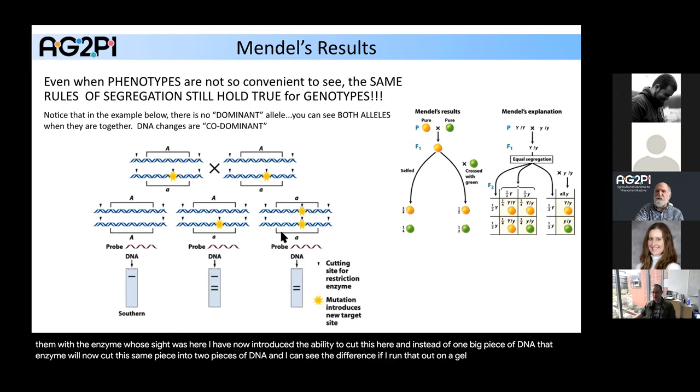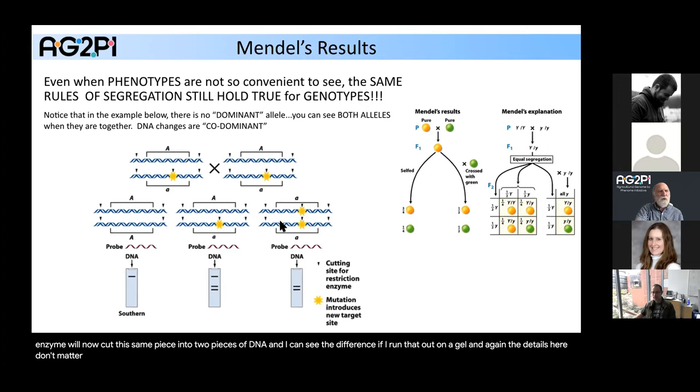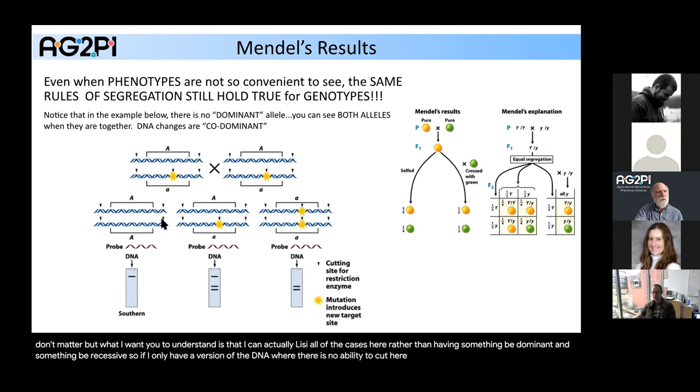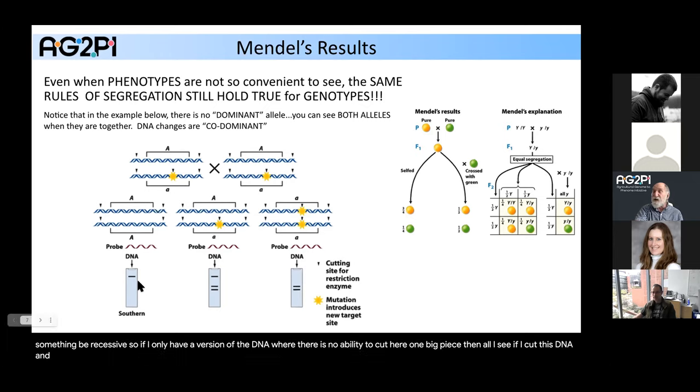And again, the details here don't matter. But what I want you to understand is that I can actually see all of the cases here rather than having something be dominant and something be recessive. So if I only have a version of the DNA where there is no ability to cut here, one big piece, then all I see if I cut this DNA and run it out on a gel is one big piece. I'm separating things by size here.